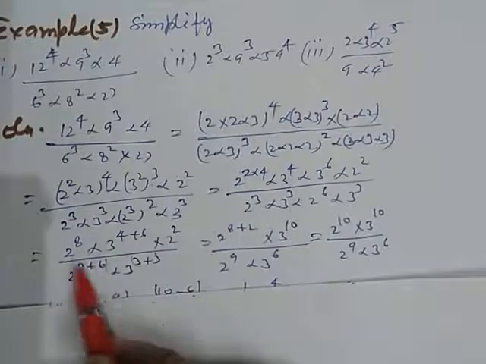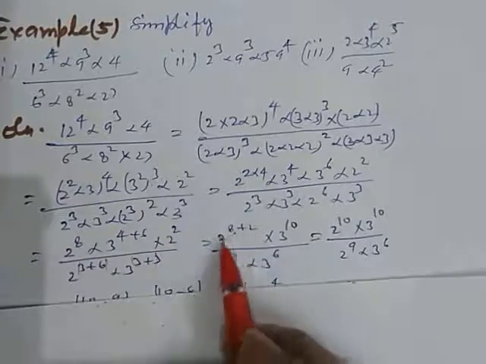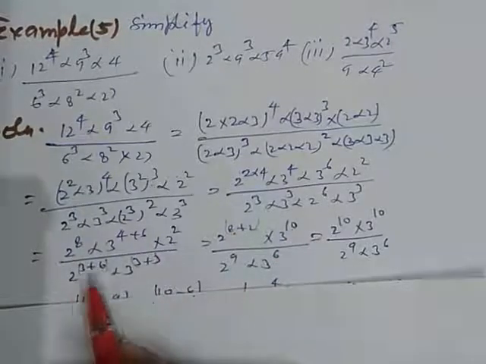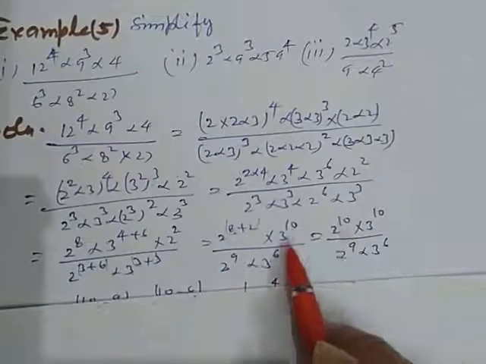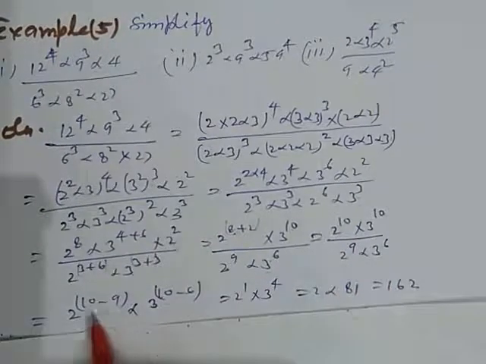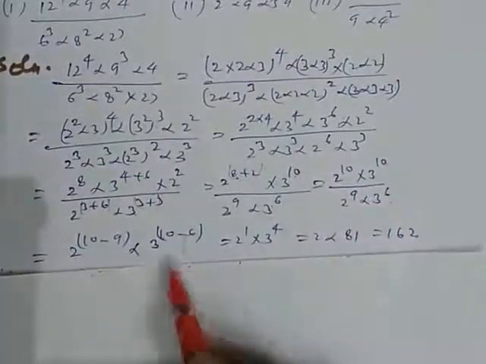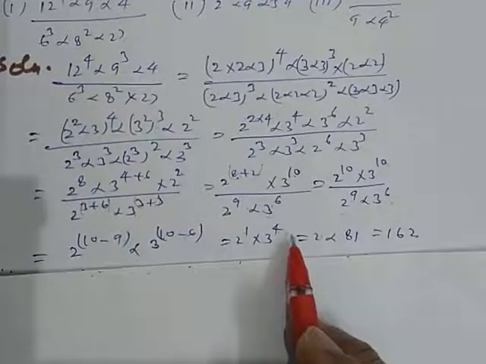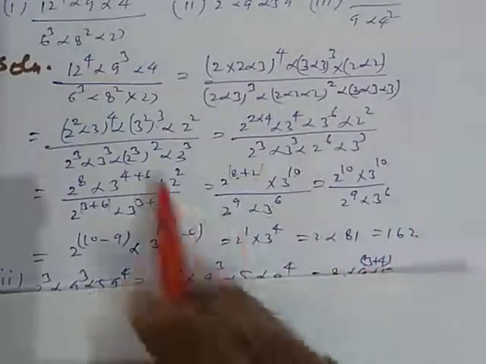Now simplifying this, 2 raised to the power 8 and 2 raised to the power 2. So that is 2 raised to the power 8 plus 2. We add them. And this 3 raised to the power 4 plus 6, that is 10. 2 raised to the power 9, 3 raised to the power 6. Now this becomes 2 raised to the power 10, 3 raised to the power 10, over 2 raised to the power 9, 3 raised to the power 6. Here 2 raised to the power 10 and 2 raised to the power 9. So this becomes 2 raised to the power 10 minus 9, and this becomes 3 raised to the power 10 minus 6. This becomes 1, this becomes 4. So 2 raised to the power 1 is 2, 3 raised to the power 4 is 3 into 3, 9, and 9 into 9 is 81. So 2 into 81 is 162. So this is our answer for the first part.